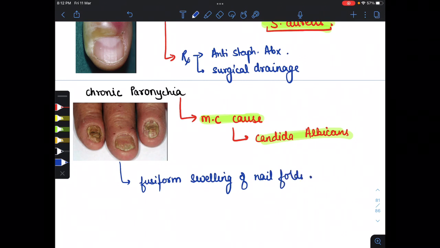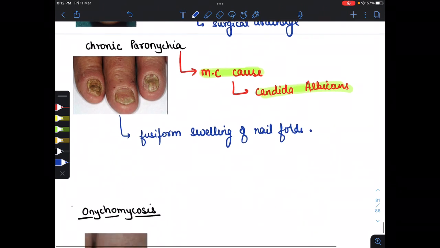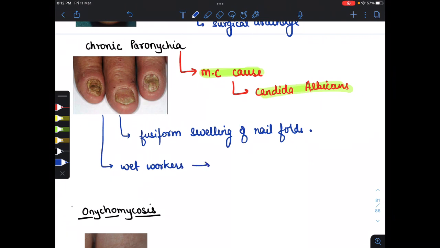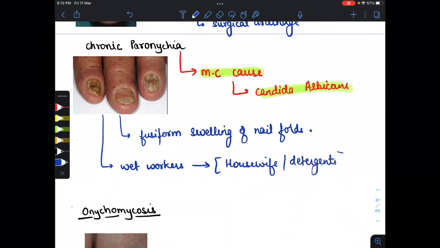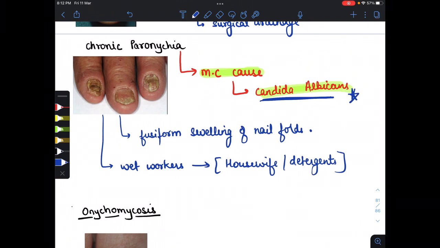And if there is inflammation and infection, we find this mostly in wet workers, like housewives who use detergents. So chronic paronychia, most common cause is Candida albicans.